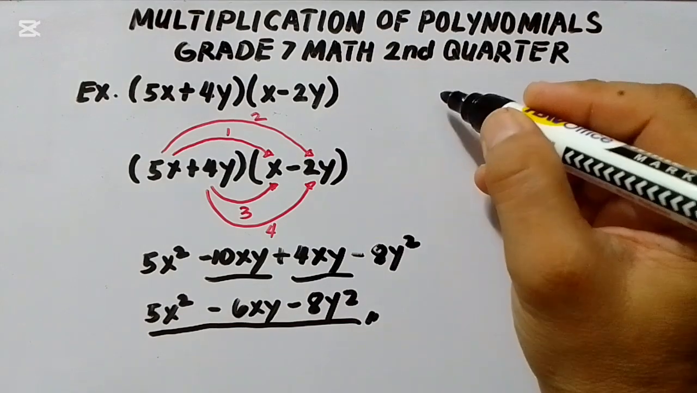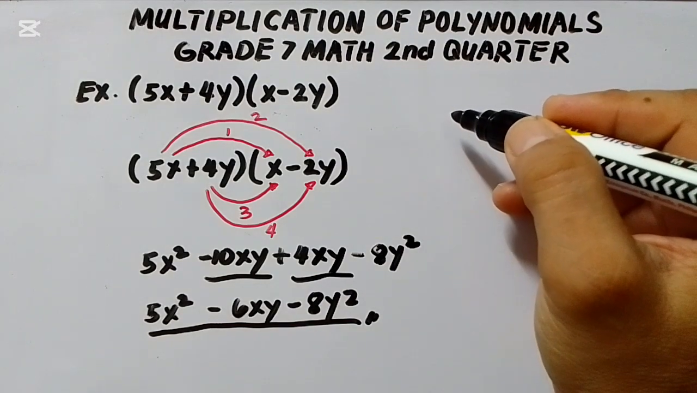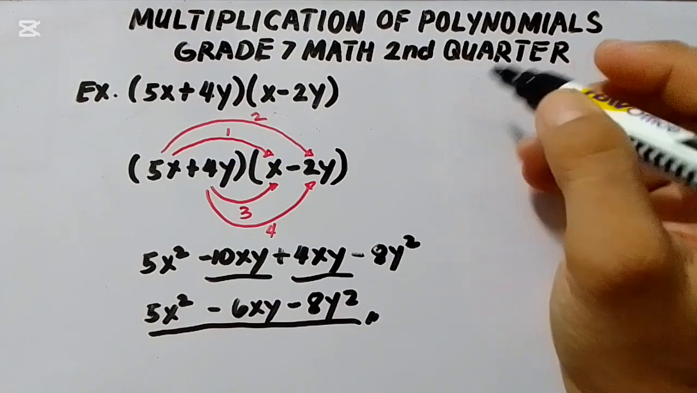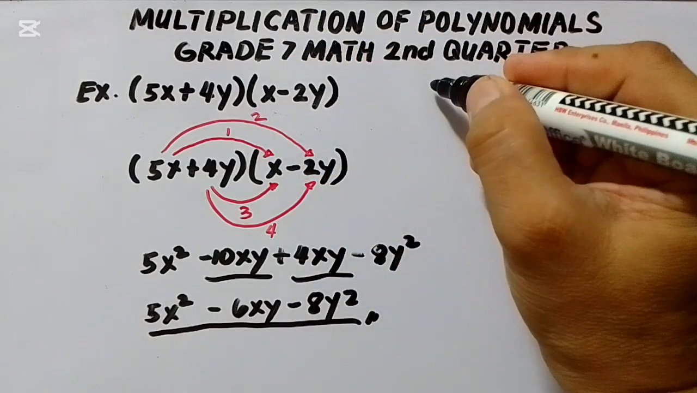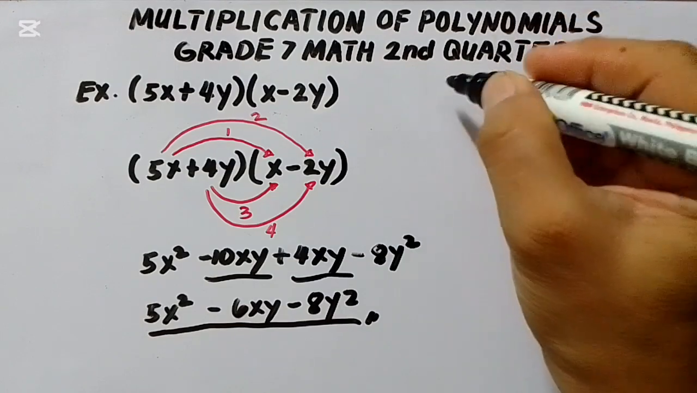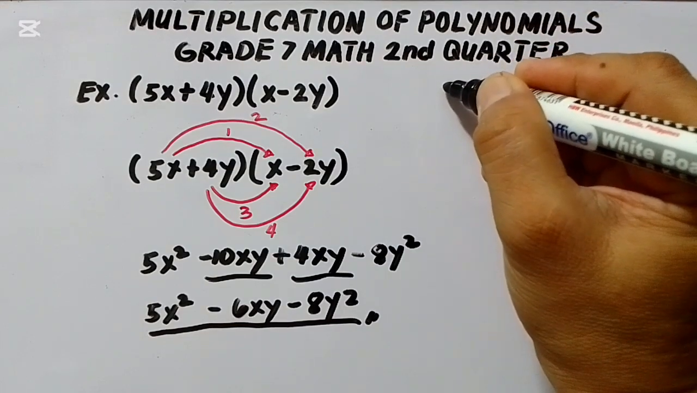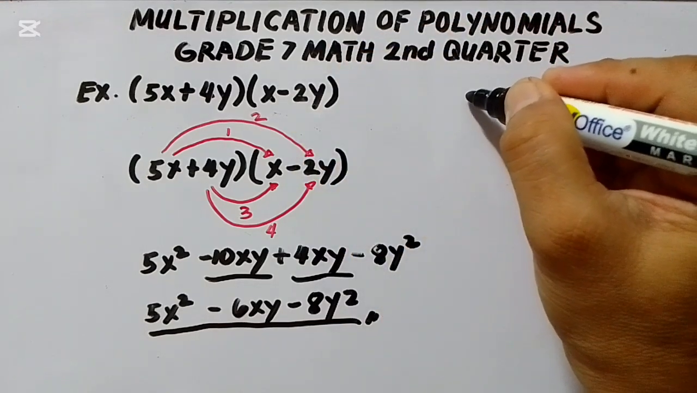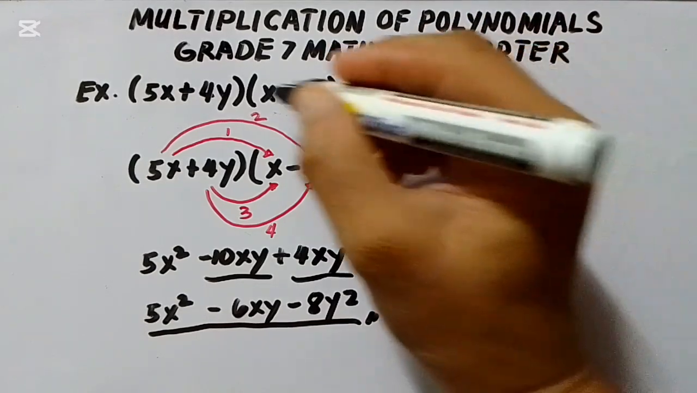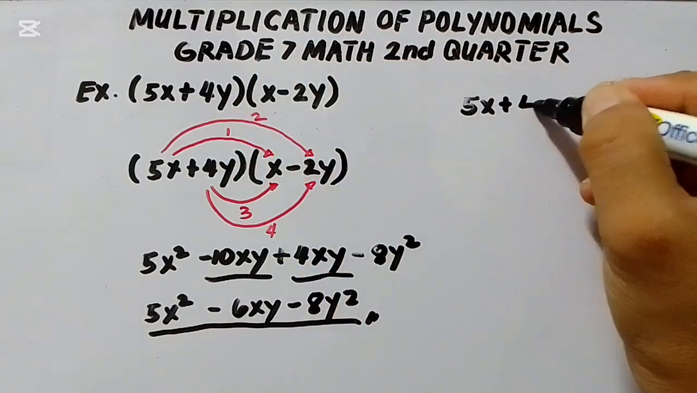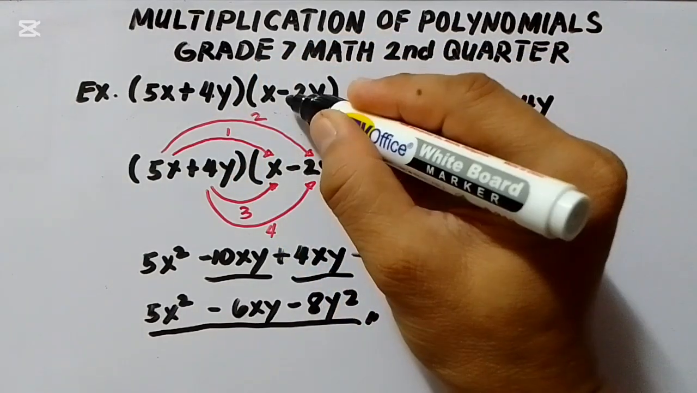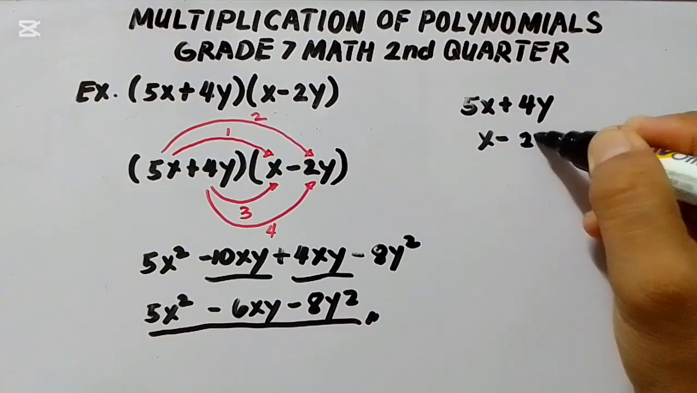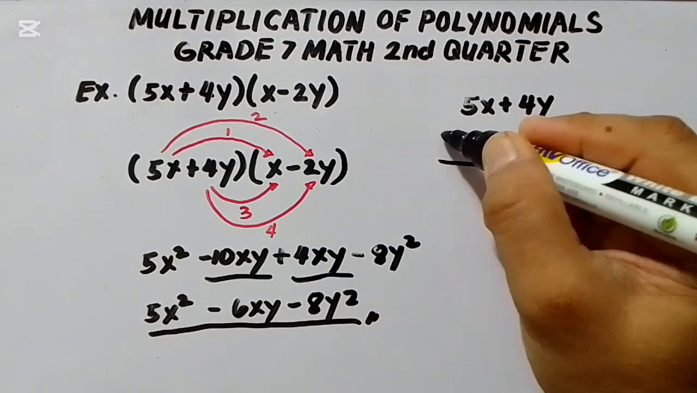Okay, so let's apply the method number 2. So yun pong tinatawag na vertical method. Okay, so i-copy po natin ulit yung given polynomials. So, we have 5x plus 4y times x minus 2y. Okay, so let's multiply.